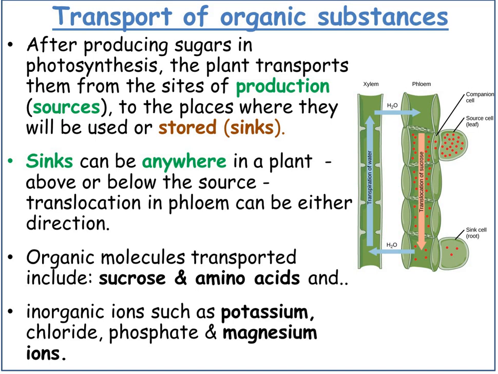So after producing sugars in photosynthesis, the plant transports the sugars from the sites of production, the sources, to the places where they'll be used or stored, which are called the sinks. And the sinks can be anywhere in the plant. They can either be above or below the source. It could be above at the flowers or below at the roots. So translocation in the phloem can be in either direction. And organic molecules that are transported include sucrose, amino acids, and inorganic ions such as potassium, chloride, phosphate, and magnesium ions.